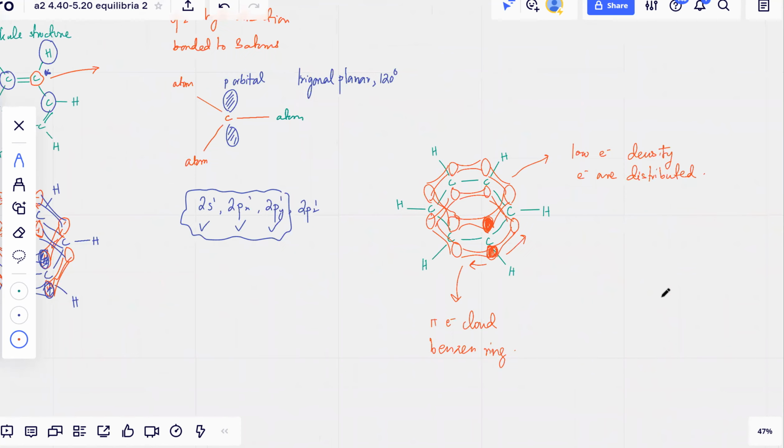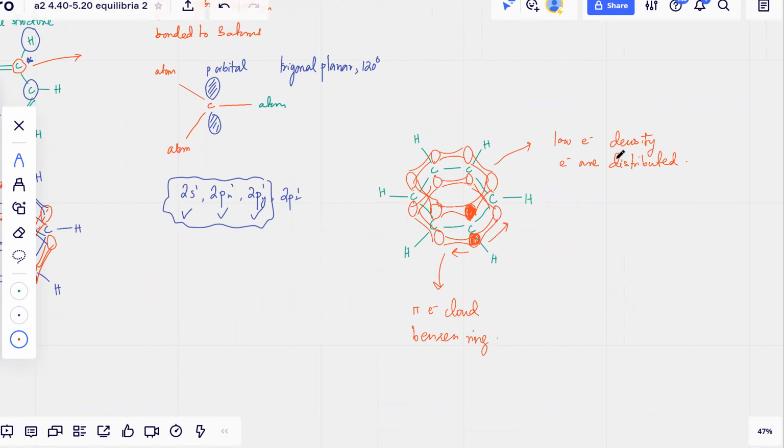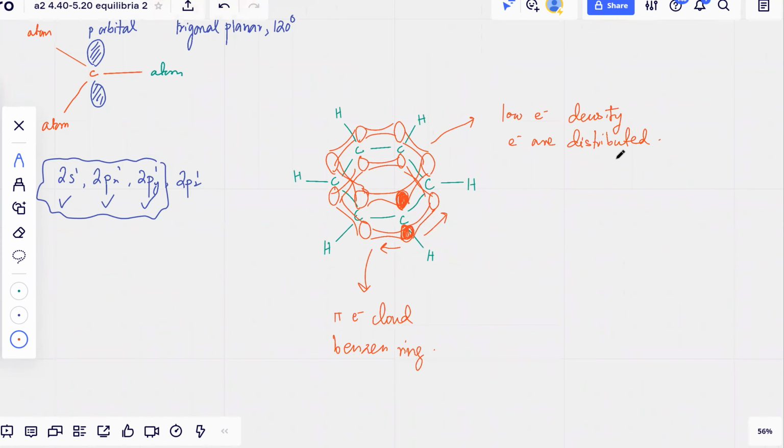Achha, so remember the electron density is not really high, and electrons are very distributed. So if you have a phenol, one of the H would actually be an OH. That is what a phenol is. It's a benzene with an OH, and the O has these lone pairs.